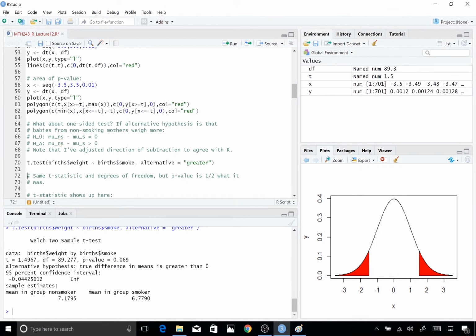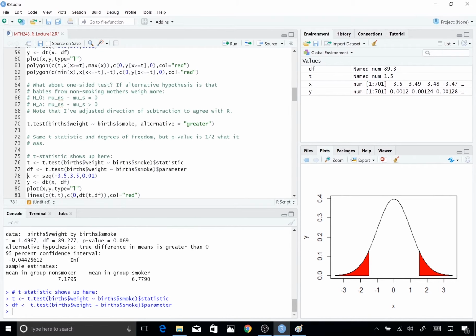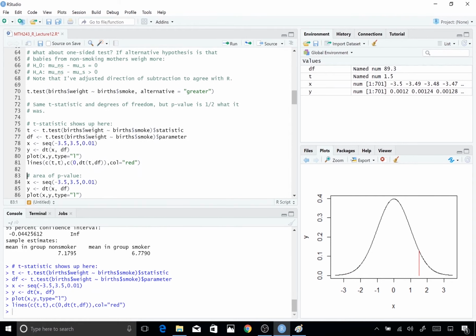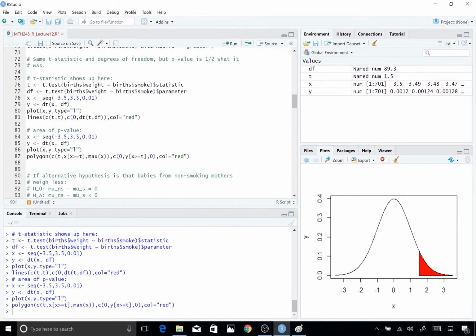The t statistic is the same, the degrees of freedom are the same, but the p-value is half of what it was. And that's because we're only concerned about t statistics that are greater than what we got. The area we care about is this.